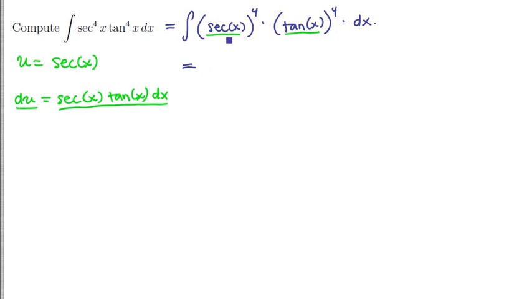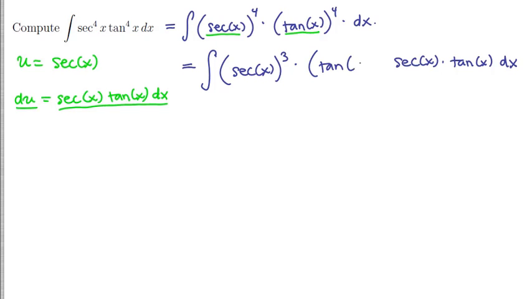Let's make this more obvious. Let me pull a secant x, tangent x, dx off to the side right here. And that means we're going to have a secant of x quantity cubed left over and a tangent of x quantity cubed left over. So the differential does fit. Let's replace it with du. And we can also replace the secant by u to have a u cubed. But what about this tangent of x left over here?